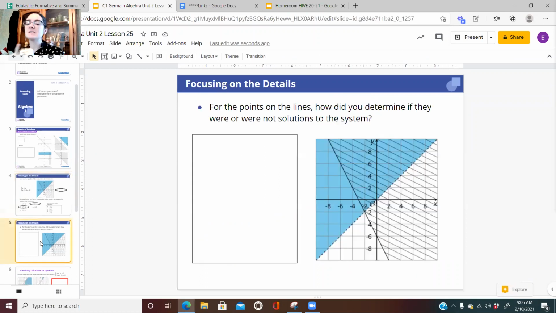Let's take a look at the next piece of this here. So for points on lines, how did you determine if they were or were not solutions to the system? I want you to take 1 minute right now to sum it all up. In your own words, how did you determine if a point on a line was a solution to a system or not a solution to a system? Take 1 minute right now.